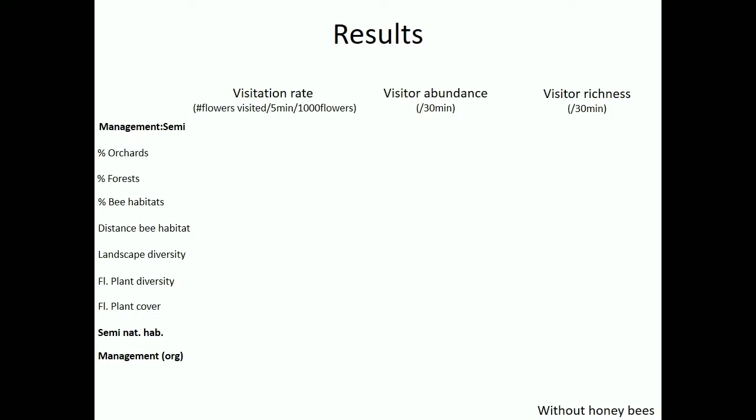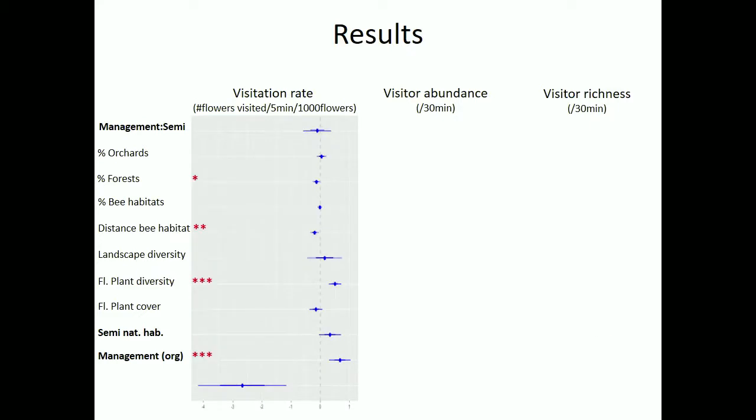So looking at visitation rate, these are coefficient plots. They represent the coefficients from the model. This is the actual coefficient value, and this is the confidence interval. If it crosses the zero line, which you see in faint gray here, it means it's not significant; when it doesn't, it is significant. Out of the ones which I was really interested in, the interaction between management and semi-natural habitat is not significant. Management is actually significant, with the visitation rate being higher in organic plantations than in conventional ones. And semi-natural habitat does not appear to be significant. It's borderline, but it's not significant.